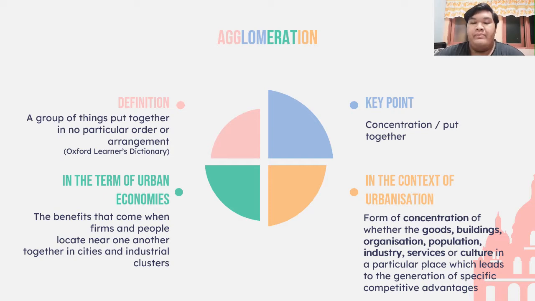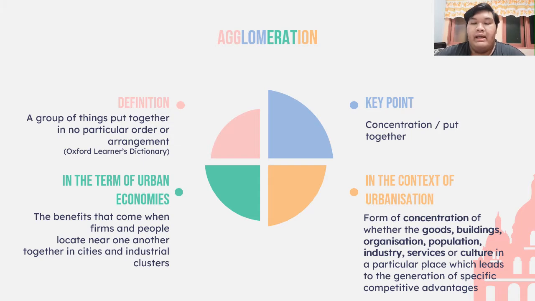and put together. In terms of urban economies, agglomeration refers to the benefits that come when firms and people locate near one another in cities and industrial clusters.